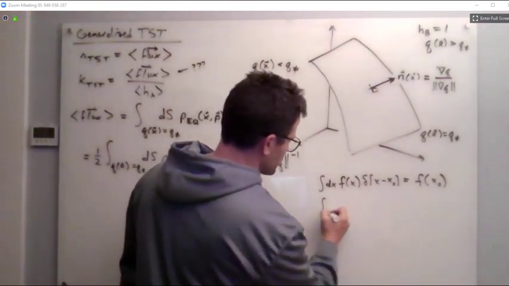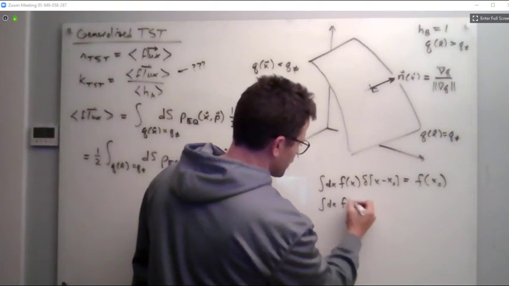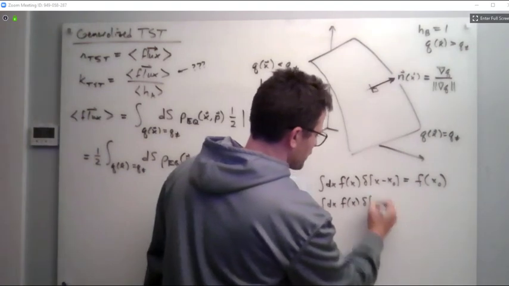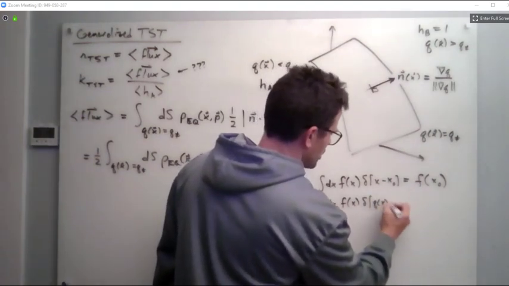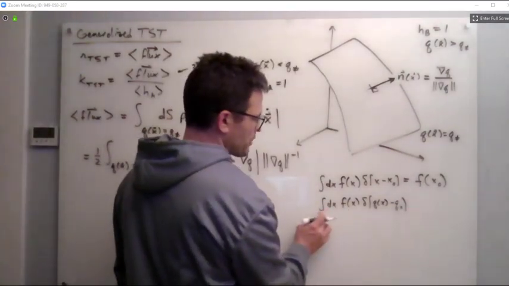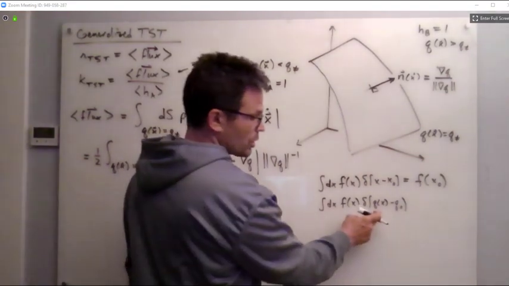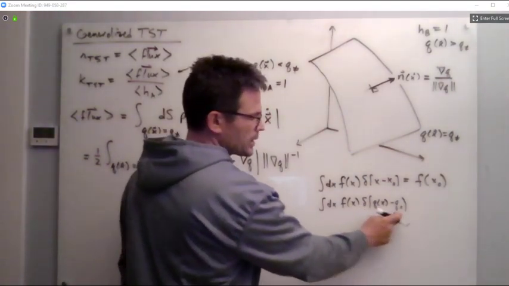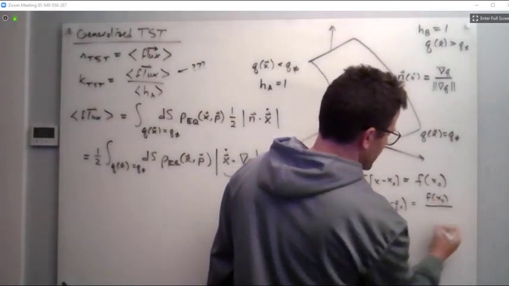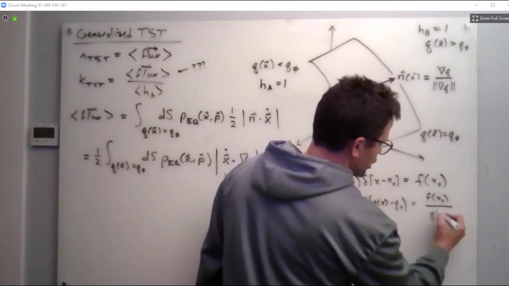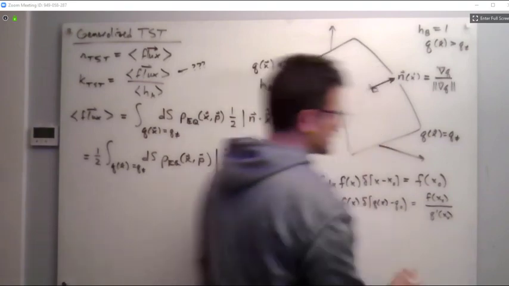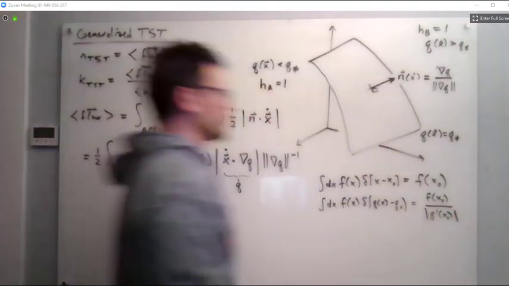Now, a little bit less familiar of a result, perhaps, is that if I take f of x, and I now have an integral over delta of q of x minus q naught, as long as my integration bounds include the root where q of x is equal to q naught, then this ends up being f of x naught divided by, let me write, q prime of x evaluated at x naught, and I have an absolute value sign down here.